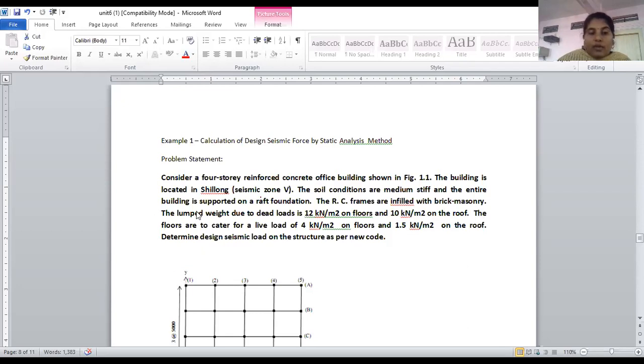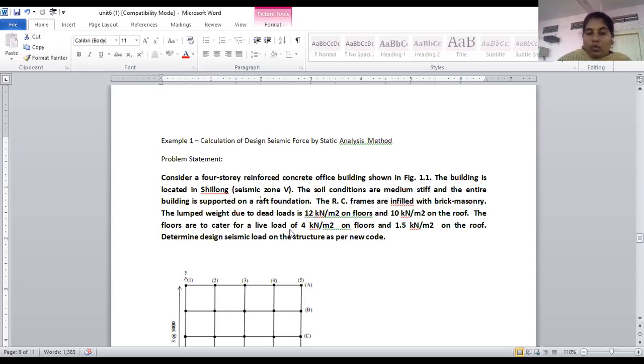Next is the lumped weight due to the dead load. The dead load is given on each floor. In the last problem, all dimensions of the beams, columns, slab thickness and wall thickness were given. But in this problem, the difference is that they have not given the dimensions. Directly they have given the dead loads, which come on each floor and also on the roof. So we simply have to make the calculation with respect to the load.